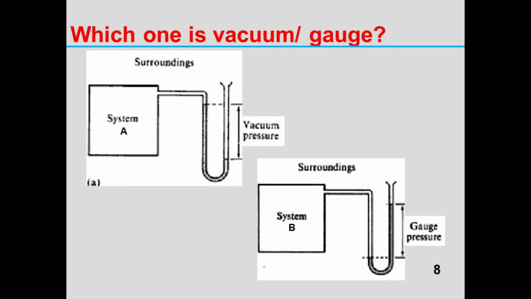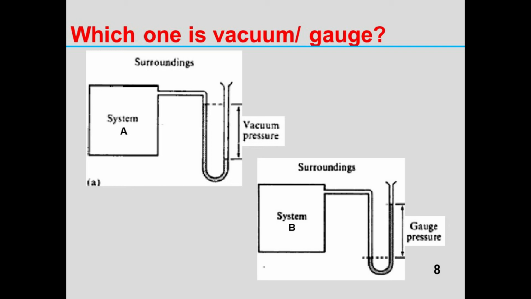In system A, we can see that the level of water is lower than the side toward the system. This indicates that the pressure is vacuum, because low pressure at system A will give a suction effect, which results in the liquid entering the space of the system.